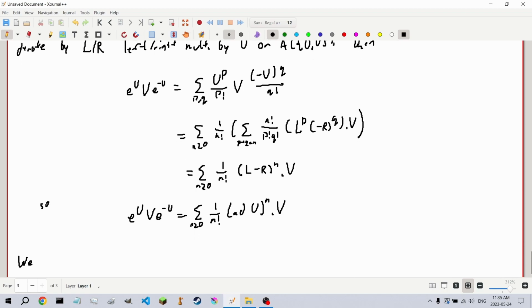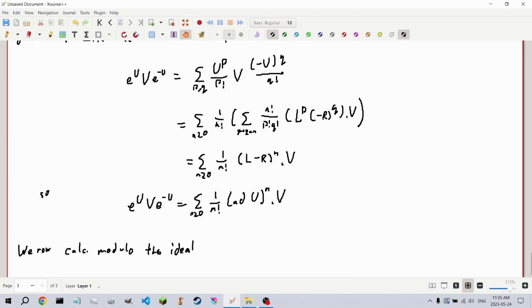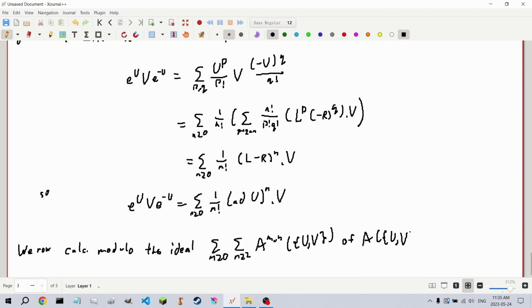We now calculate modulo the ideal of the sum for non-negative m and n at least 2 of A_{m,n}(U,V) of the free associative algebra of U and V.